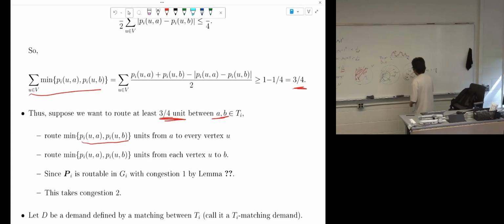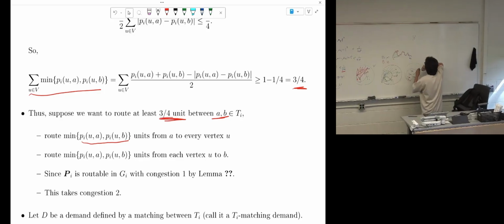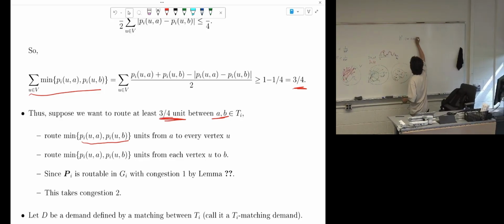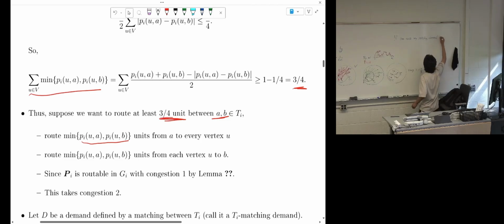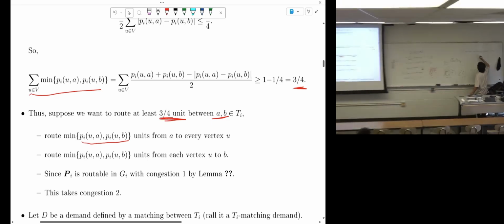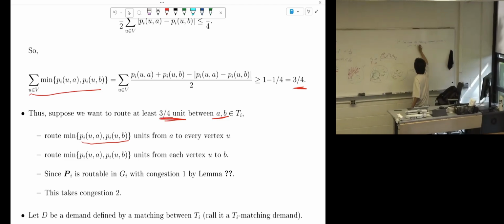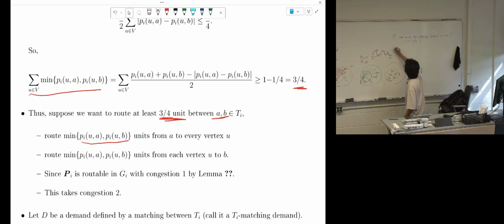So here's the claim: if you can route any matching demand between Ti with congestion something kappa, then you can route any demand that is the indicator of Ti respecting demand with congestion kappa 2.